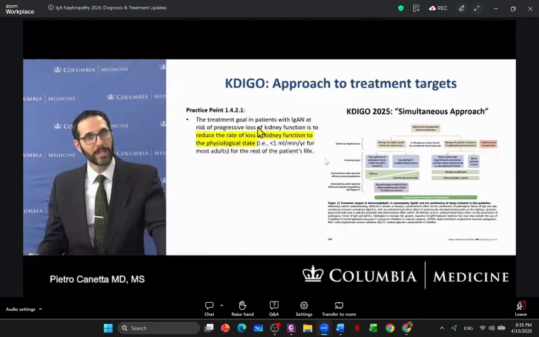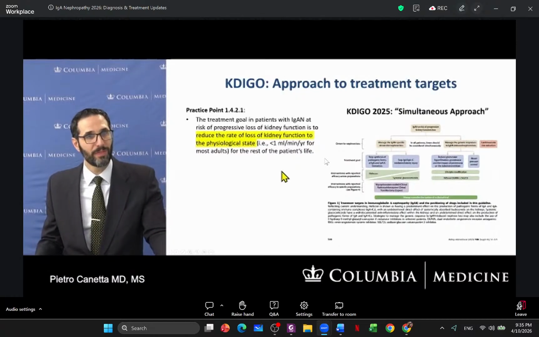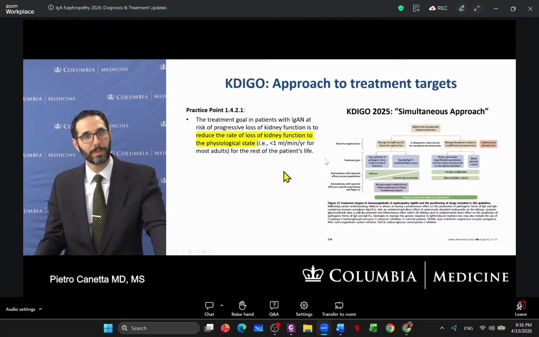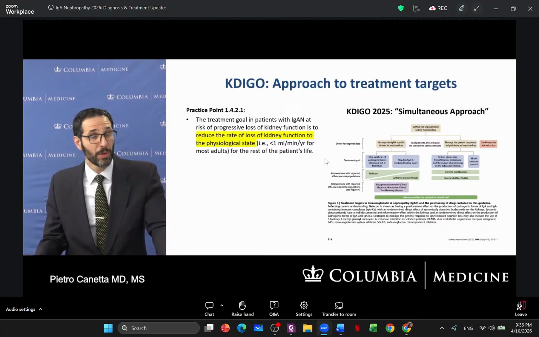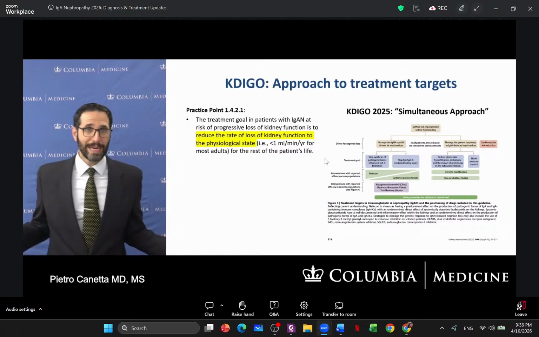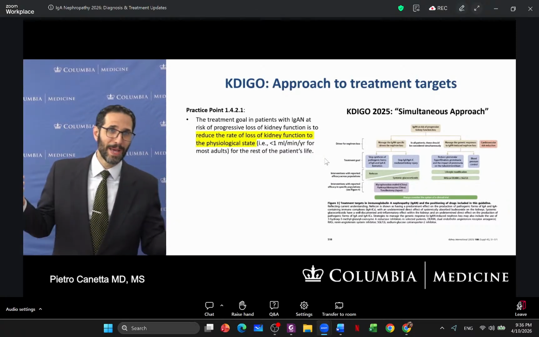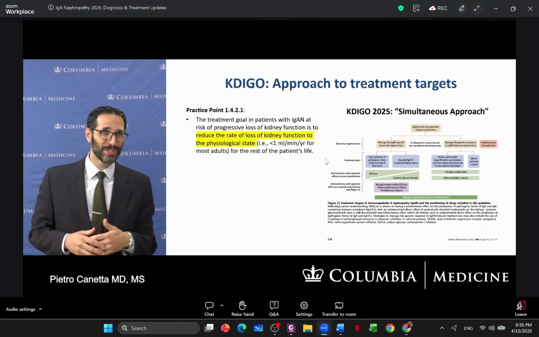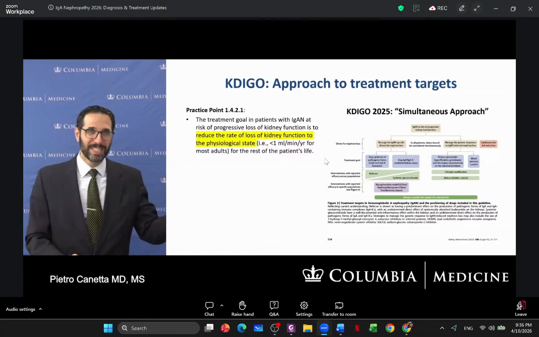The treatment goal now has been given to us, and the goal is to reduce the rate of loss of kidney function to the physiological state, so less than 1 ml per minute per year for most adults for the rest of the patient's life. So that sounds great. Yeah, that's what I want to do for all my patients who have progressive kidney disease, is to stop their GFR loss. It's nice to write it down.